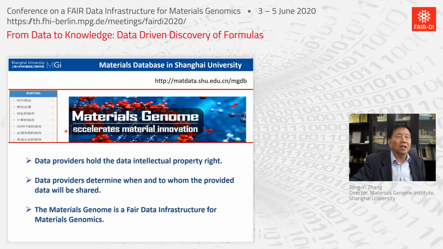The materials database in Shanghai University is called Maturetsunami. So we do have a very FAIR infrastructure. Our policy is that the data provider will hold the data copyright. The data provider will determine when and to whom the provided data will be shared. Maturetsunami is really a FAIR data infrastructure for materials genomics.